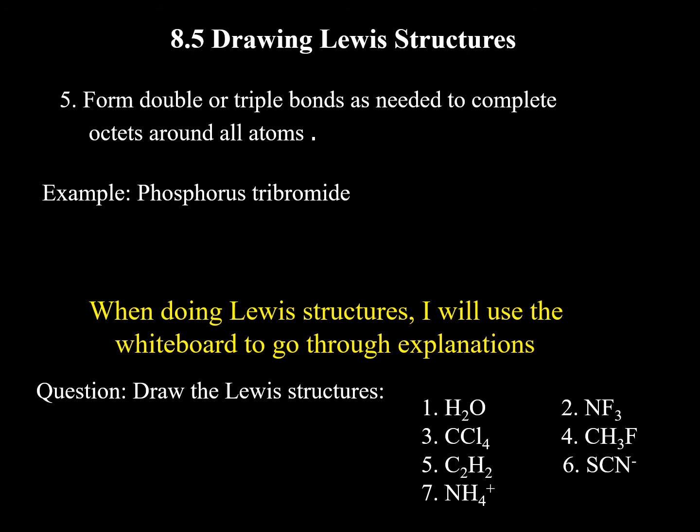So here's one example, the phosphorus tribromide. I'll draw this, the phosphorus PBr3. Phosphorus has 5 valence electrons, and bromine has 7, but there's 3 of them. So in total, there'll be 26 valence electrons.